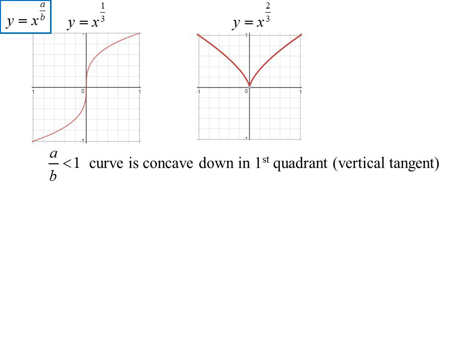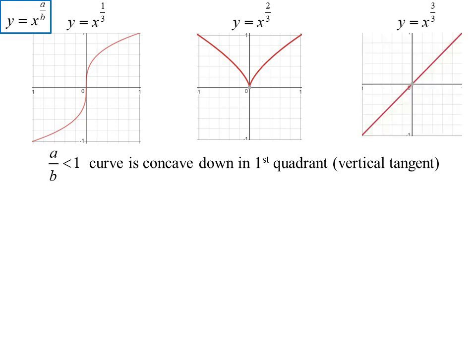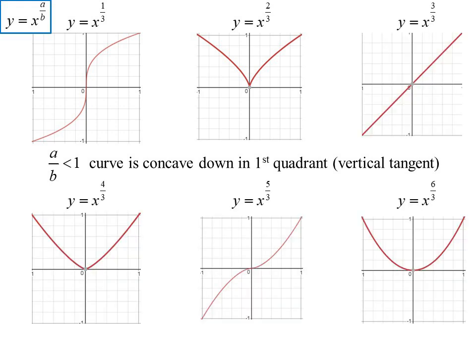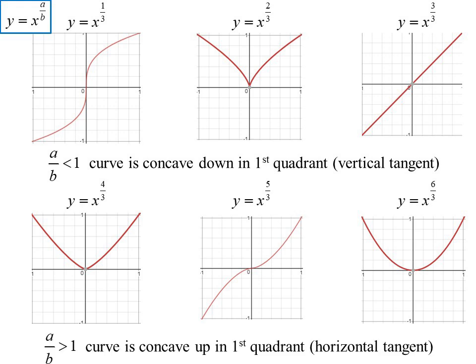Take the parabola on its side, for instance, y equals the square root of x, which would be x to the half. Half is less than 1, so we end up with a vertical tangent at that point. Now obviously 3 on 3 is just a power of 1, so we've got our straight line. But once it goes bigger than 1, the curve goes concave up in the first quadrant. We get a horizontal tangent rather than a vertical tangent at those points. And so there's 4/3, 5/3 and 6/3, which is our parabola, x squared.